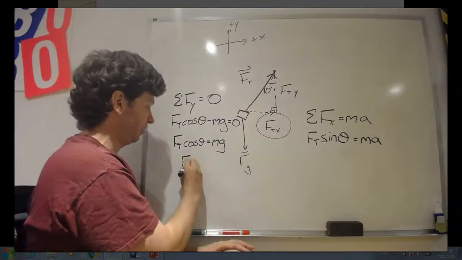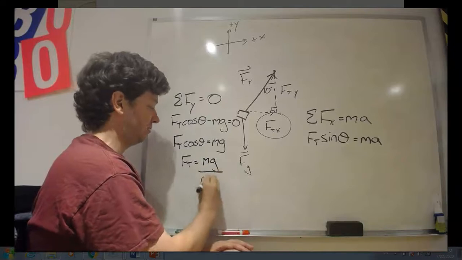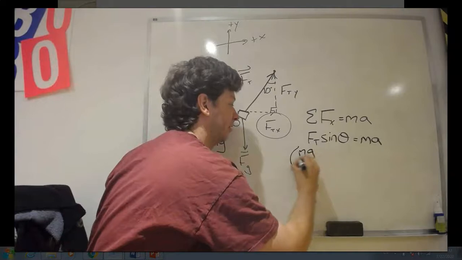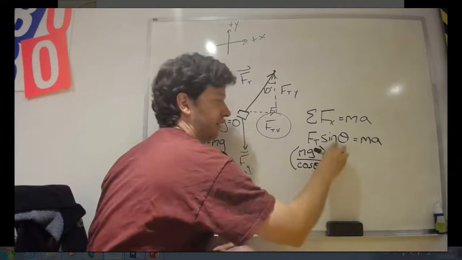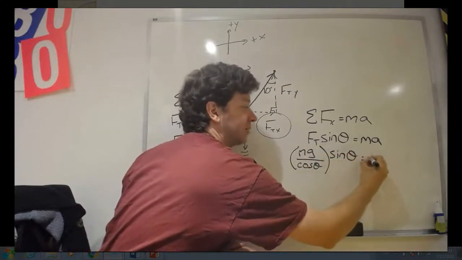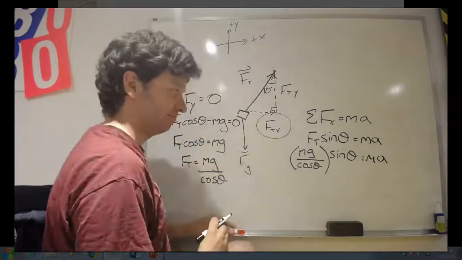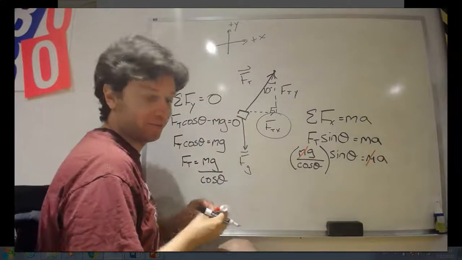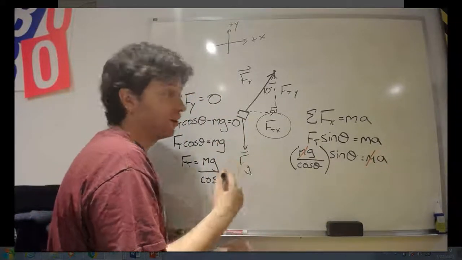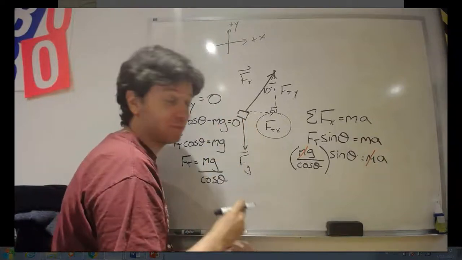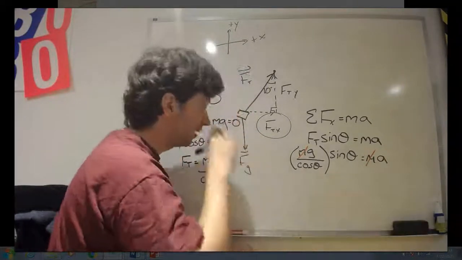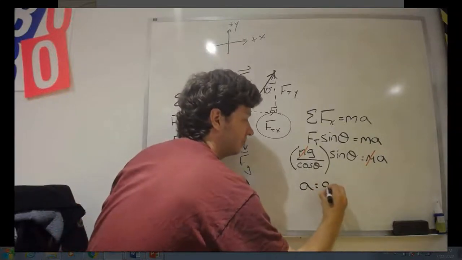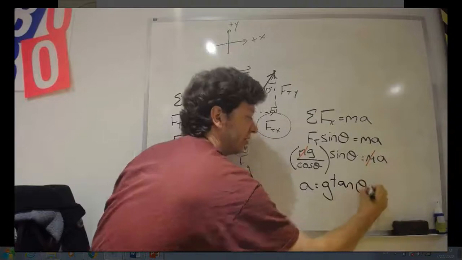So tension equals mg over cos theta. Take that and substitute it in here. So we have tension, which is mg over cos theta, times sine theta equals ma. And now look at that. Masses, you can divide both sides by mass and it goes away. The mass doesn't matter in this case. Whatever you have hanging, it's going to come to that same angle at that same acceleration. Sine over cos theta is just tan theta, so I have acceleration equal to g tan theta.